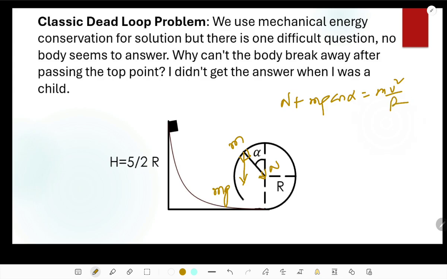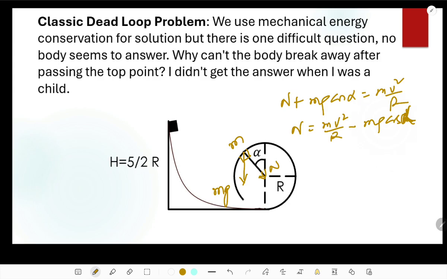Or we can write it like this. After writing it this way, I can go one step further and write N equals mv square by r minus mg cos alpha. And so I would like to get the velocity v here. So I'm willing to use the principle of conservation of mechanical energy.